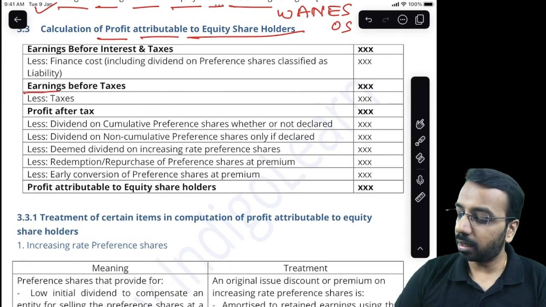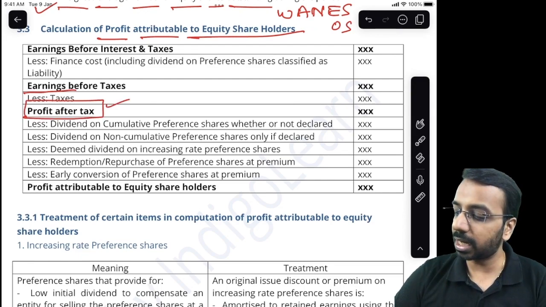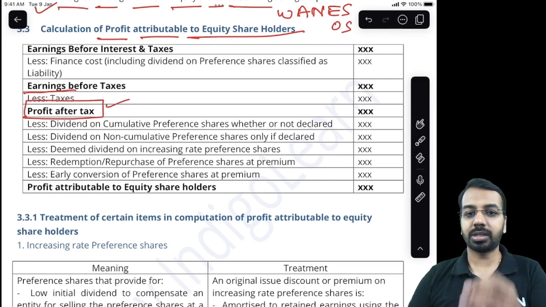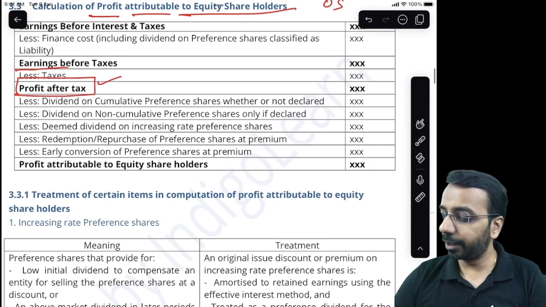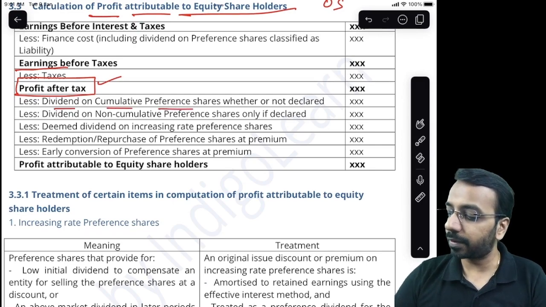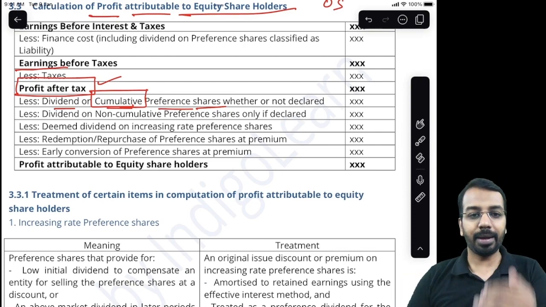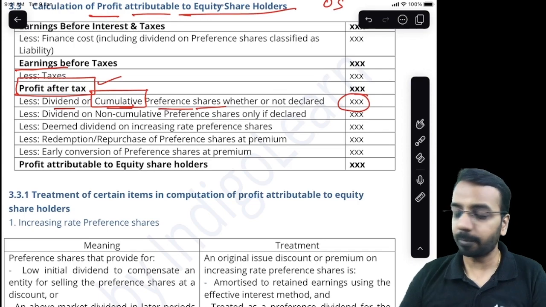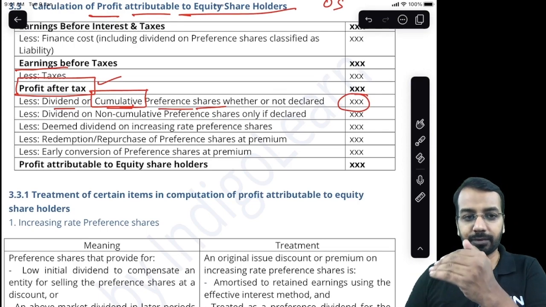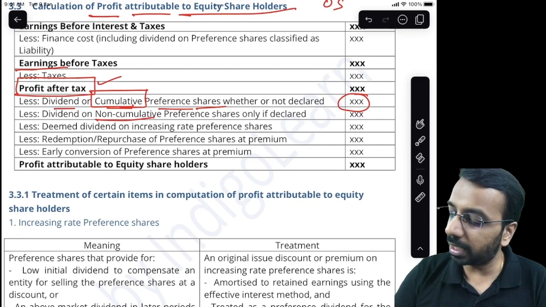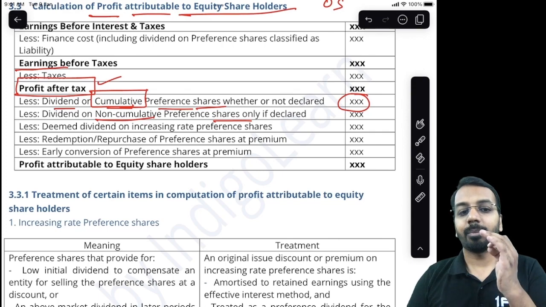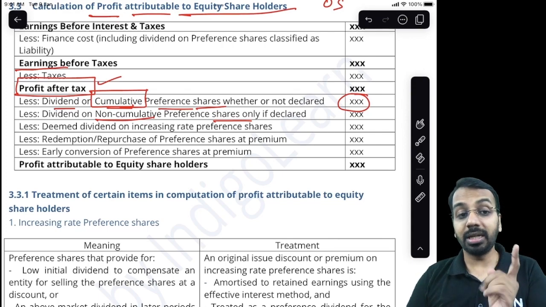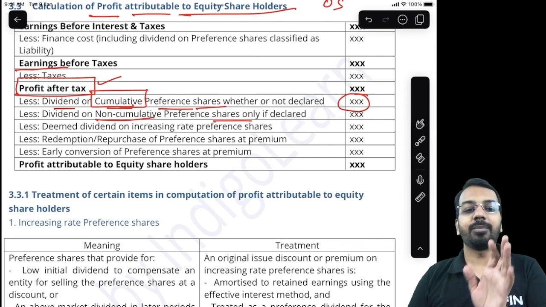Basically you will start with profit after tax. From that you will reduce any dividend on cumulative preference shares. So if it is cumulative preference shares, whatever is the dividend that has to be paid, you will consider here. You will deduct it from the profit after tax. Then if there are non-cumulative preference shares, you will deduct the dividends only when they are declared. Only in that case you will deduct the non-cumulative preference shares dividend.